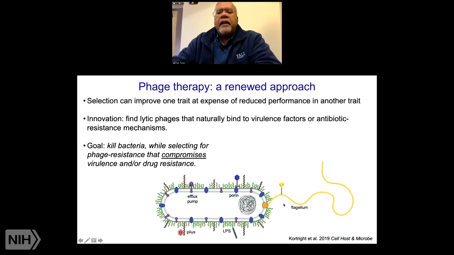So what we assumed is that we could go out into nature and find phages that will naturally bind to the myriad types of structures and mechanisms that different bacteria use as virulence factors and antibiotic resistance mechanisms. Some of them are shown here. So this was an assumption, but a big take-home message from my talk is that the assumption was verified and we were able to do this.